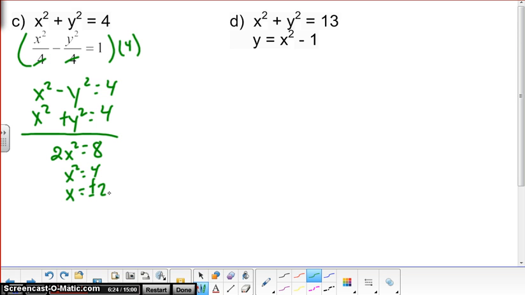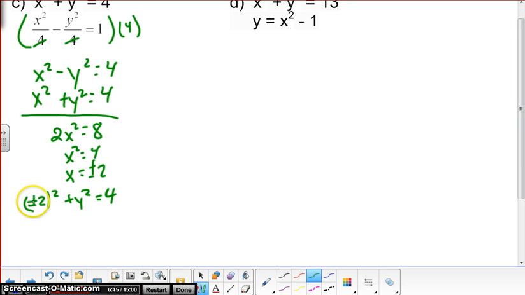And now let's go ahead and plug that in. I'll plug it into the first equation. In this case, I hope you realize that whether we do plus or minus 2, when we square that, we should get the exact same answer for y each time. So in this case, we'll get 4, so y squared equals 0, therefore y equals 0. So our 2 ordered pairs would be 2, 0, and negative 2, 0.